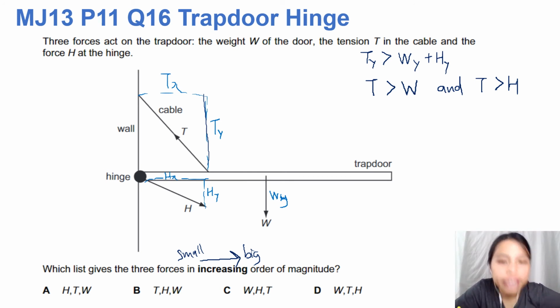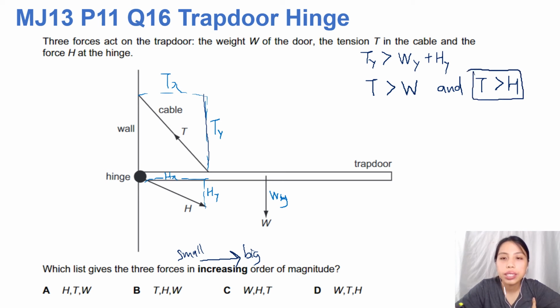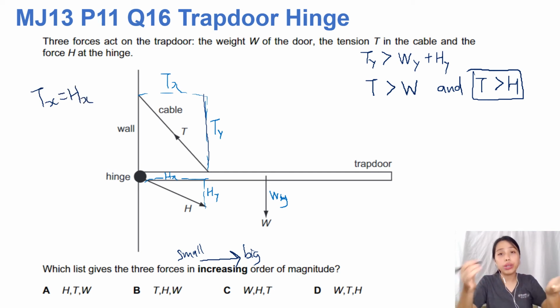Then you compare T and H specifically. How do T and H relate? They have the same horizontal component. TX and HX are the same. What's different is their vertical parts. So we know for sure T is bigger than H. Side note, TX is the same as HX. One is to the left, one is to the right. Because there is no other horizontal force, these two must cancel out each other. So T is bigger than W, T is bigger than H. Let's check the answers. T bigger than W means this is out, this is out. T bigger than H means D is out. So all that's left is C.